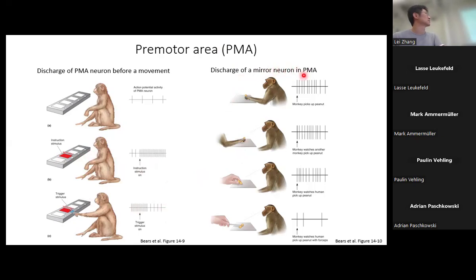There is another interesting type of neuron, called the mirror neuron, in the PMA area. When the monkey is doing a movement, the neuron fires. And when the monkey observes another monkey doing the same movement while it doesn't do the movement, the neuron fires too. Even when it observes a human doing the same task, the neuron fires. But if there's no movement, or some other type of movement, the neuron doesn't fire. So this is also interesting. It's called the mirror neuron.